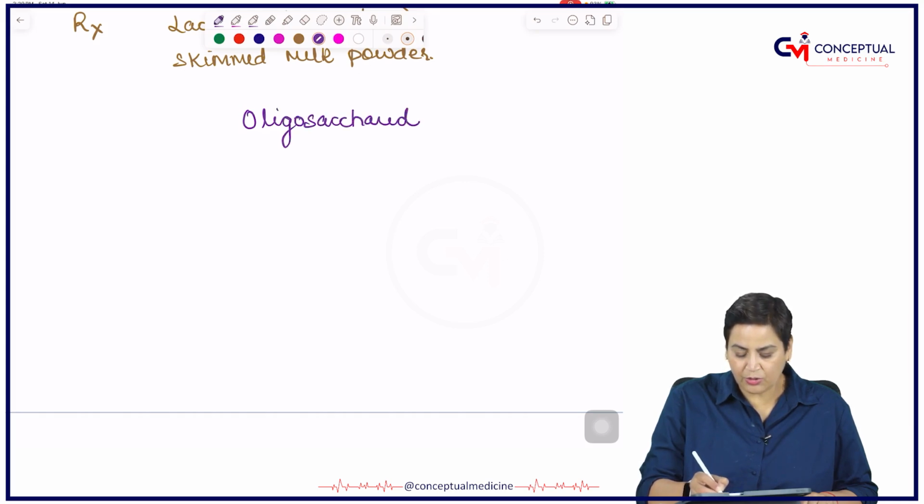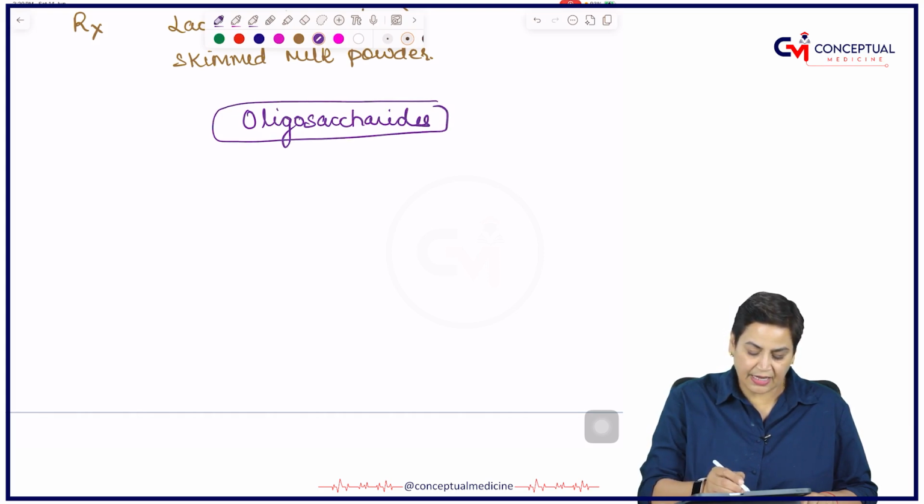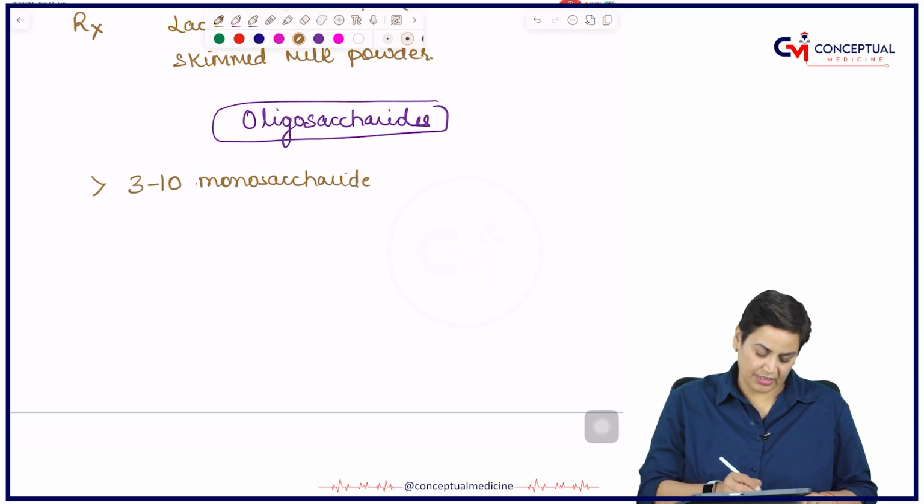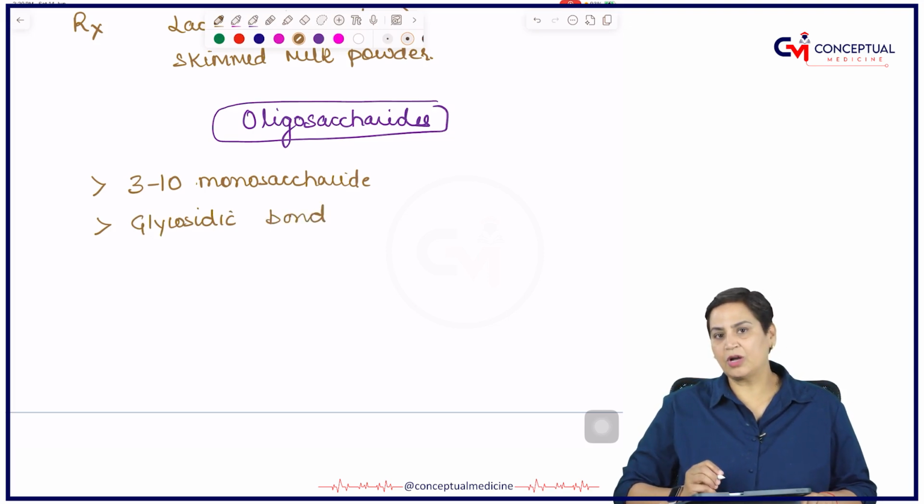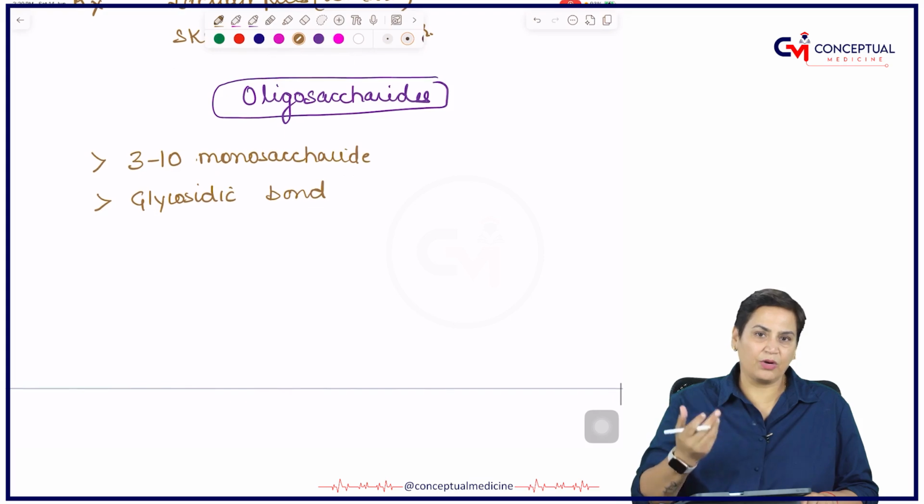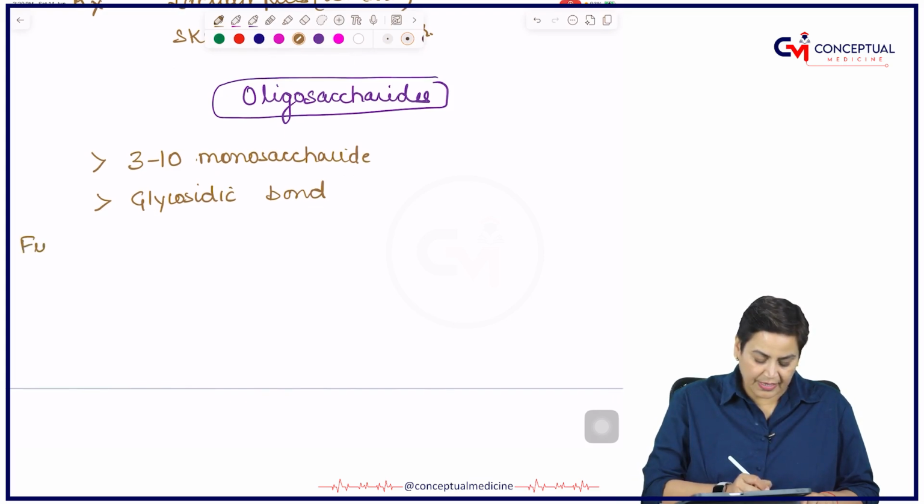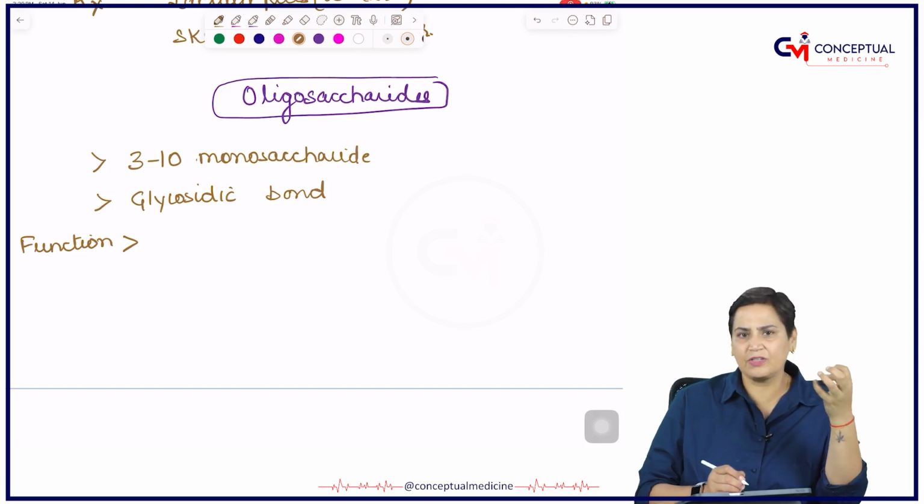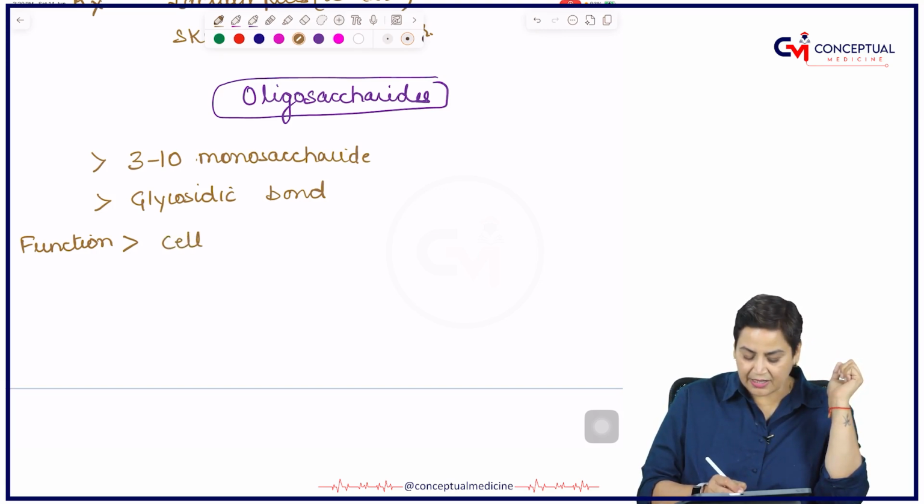Now if we talk about oligosaccharides, simply I can say that they consist of 3 to 10 monosaccharide units. But always keep one thing in mind, again the bond will be glycosidic. So they all have glycosidic bonds. Now, if we talk about the function of oligosaccharides, they play a very important role. Why? Because they are actually present on the surface of the cell membrane, and the most important function of oligosaccharides, since they are present on the surface of the cell membrane, is cell to cell recognition.